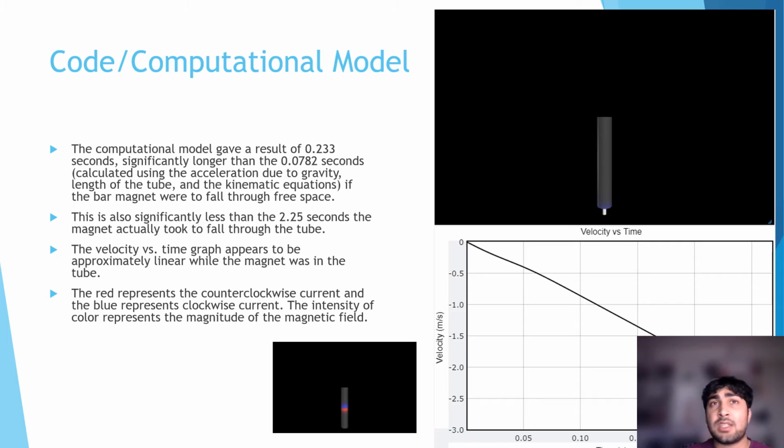This is also significantly less than the 2.25 seconds the magnet took to fall through the tube. The velocity versus time graph appears to be approximately linear while the magnet is in the tube. The red represents the counterclockwise current and the blue represents the clockwise current.